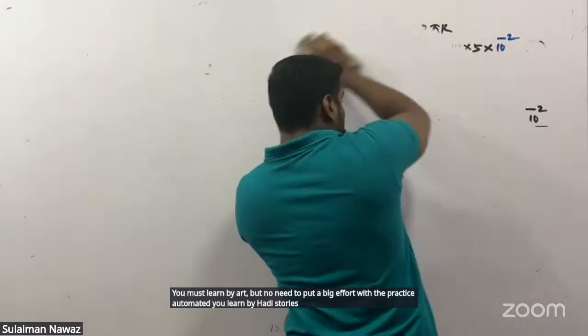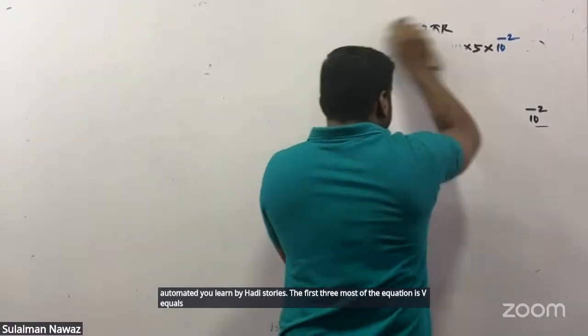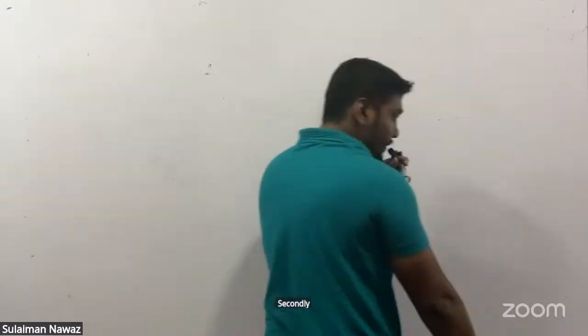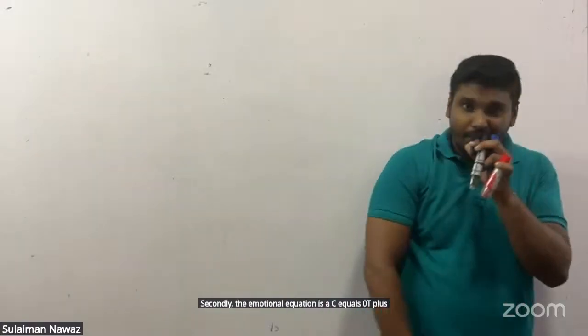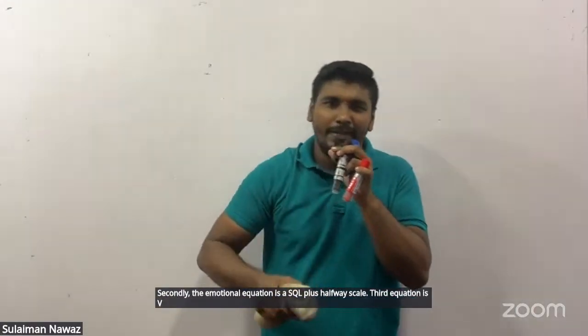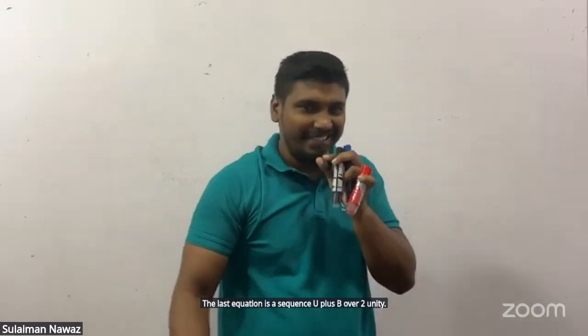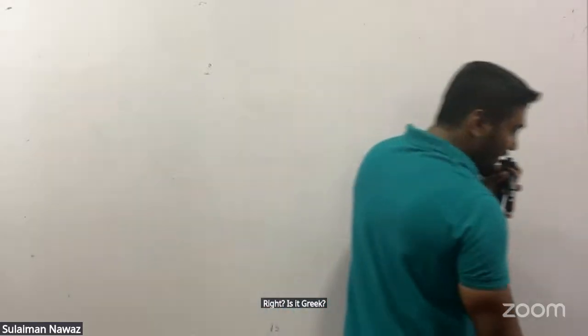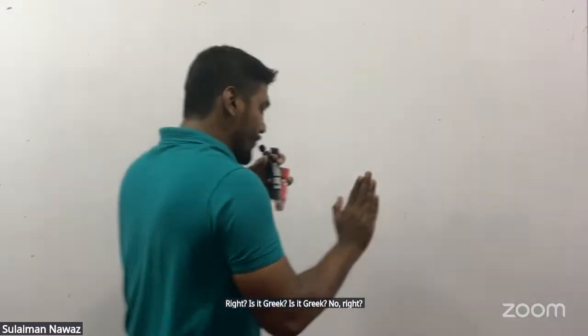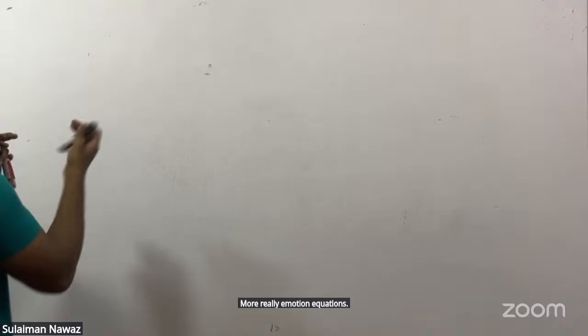The first linear motion equation is v equals u plus at. The second linear motion equation is s equals ut plus half at squared. The third equation is v squared equals u squared plus 2as. The last equation is s equals (u plus v) over 2, into t. Right? Is it Greek? No, right? 4 linear motion equations. Now we are doing the derivation.